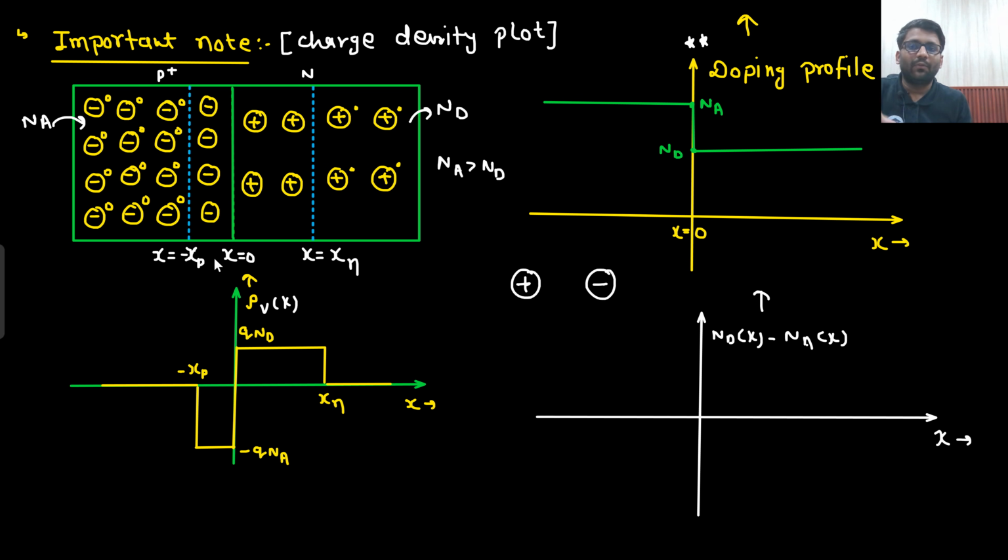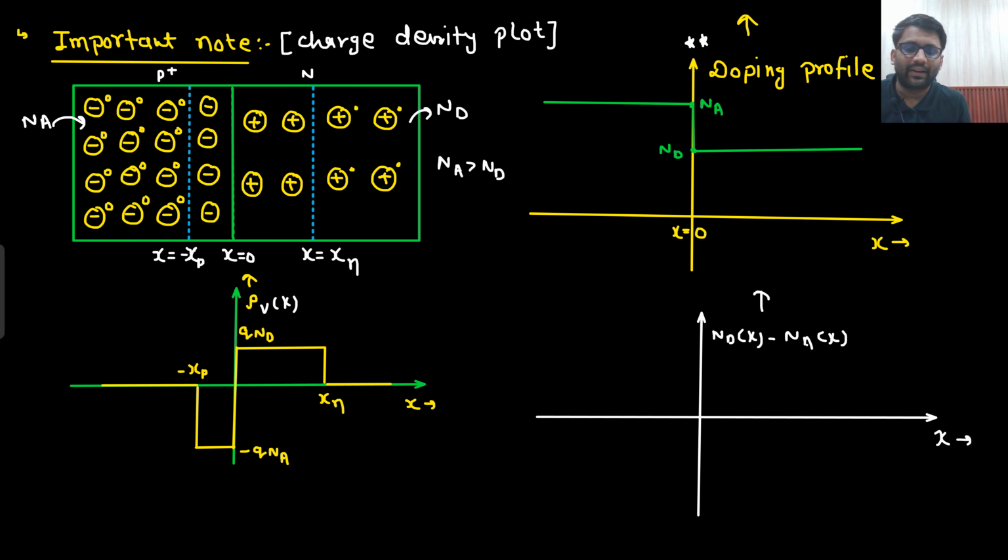Now I know what my matter of concern is. My matter of concern is the depletion region. In the depletion region, I will get either positive charge or negative charge. So if I am drawing Nd minus Na, effectively I am drawing the effective positive charge. Are you able to understand this point?